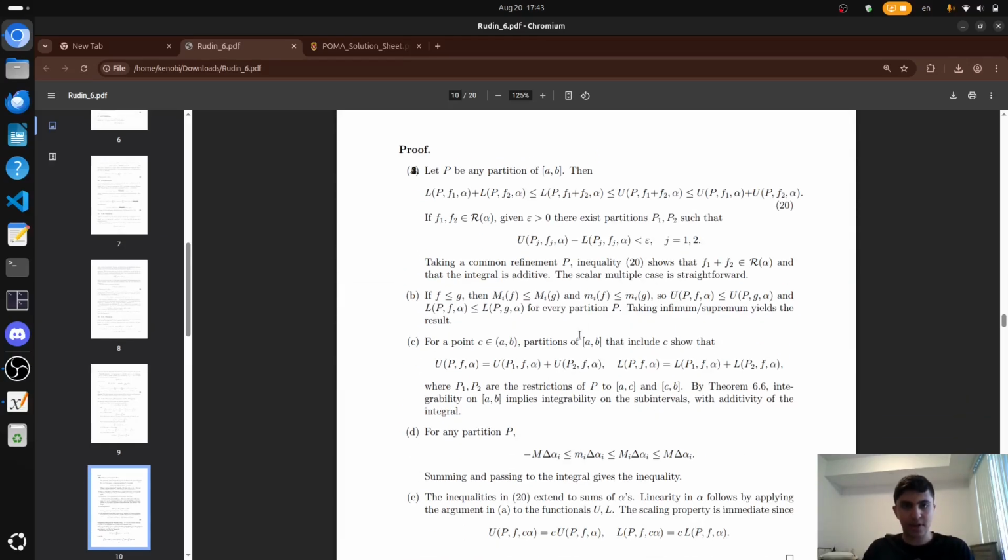Now, the proof is very straightforward. We know that LP F1 alpha plus LP F2 alpha is less than or equal to LP of F1 plus F2 alpha.